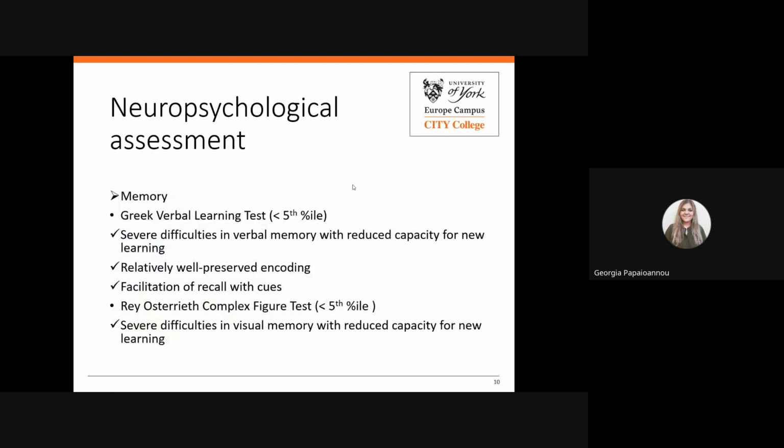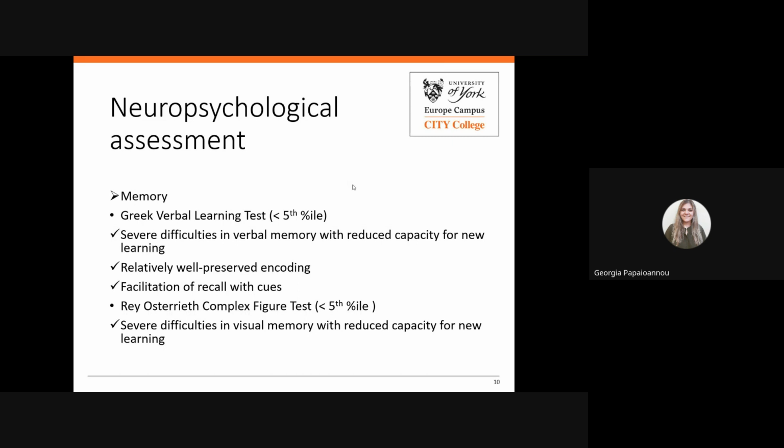For the memory part, we have tested the verbal memory with the Greek verbal learning test, which revealed severe difficulties in verbal memory with reduced capacity for new learning. However, we've seen that there is relatively well-preserved encoding, and that we can facilitate the recall once we give the patient cues, which means that in the beginning of the GVLT, the patient was able to remember a lot of information.